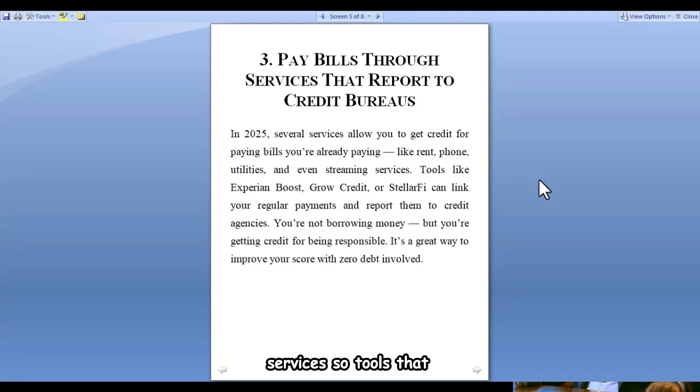So tools like Experian Boost, Grow Credit, or Stellar can link your regular payments and report them to credit agencies. You are not borrowing money, but you are getting credit for being responsible. It's a great way to improve your score with zero debt involved. So let's go to the next one.